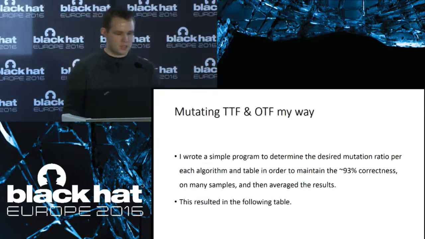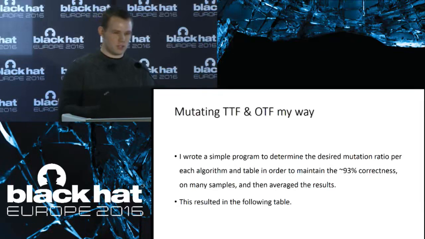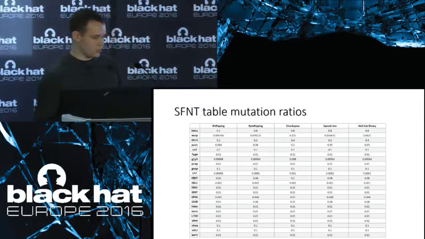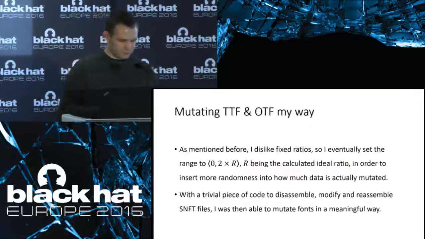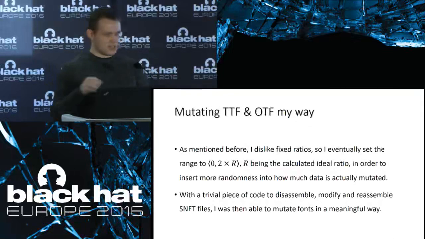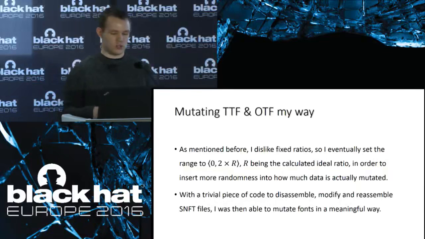which would mean that we would be kind of at the verge of the mutated file being correct. So I just wrote a very simple program to determine what mutation ratio would be the best fit for each of the tables and each of the mutation algorithms to maintain the 50% correctness. And this resulted in the following table of mutation ratios for each of the algorithms and each of the SFNT tables. I also didn't set the mutation ratios to be fixed as shown in the previous table, but I also allowed some freedom in that. So I set a range between 0 and 2 times the mutation ratio that I determined.